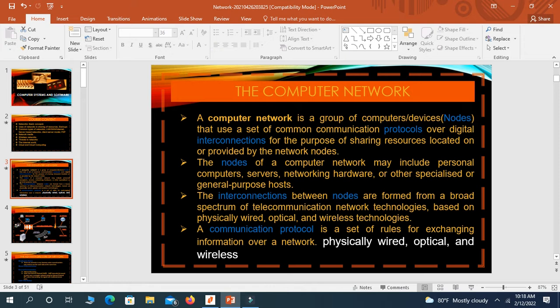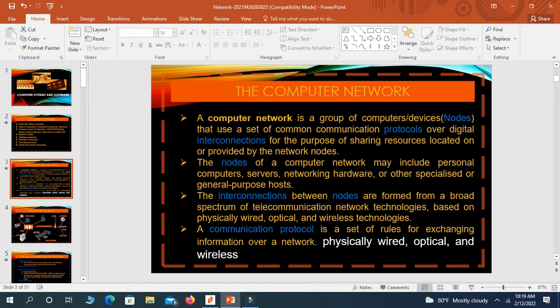So what do you understand by that? There are three important terms here. The first one is the node. If I ask you what is a node? A node is a computer, or you can say a group of computers or devices. When we have a group of computers or devices connected together, then it can be called a node. So a group of computers or devices that use a set of common communication protocols over digital interconnections for the purpose of sharing resources located on or provided by the network nodes.